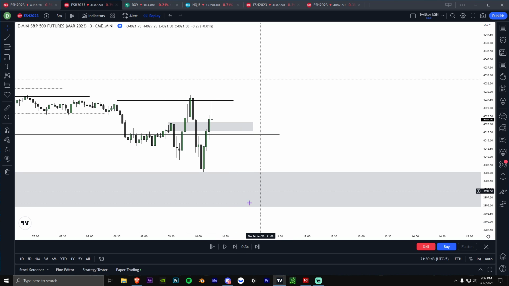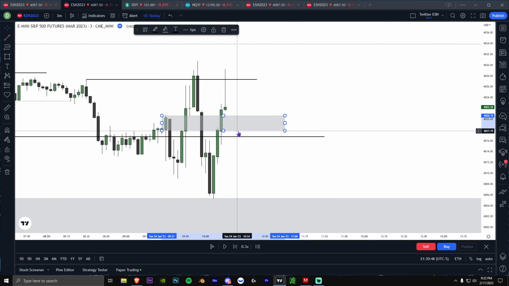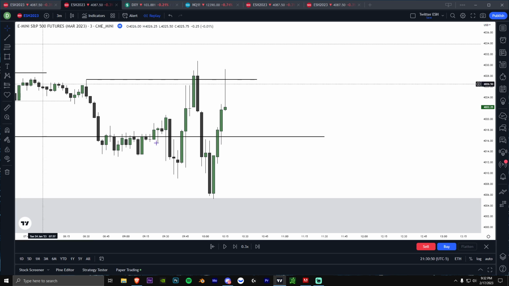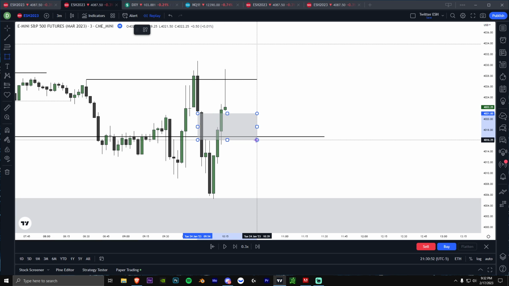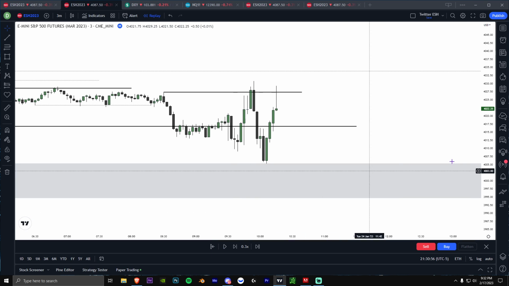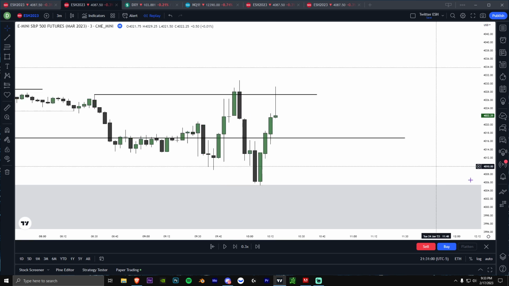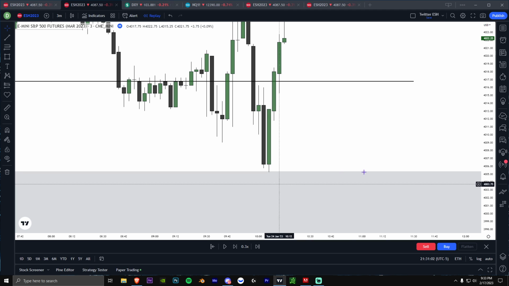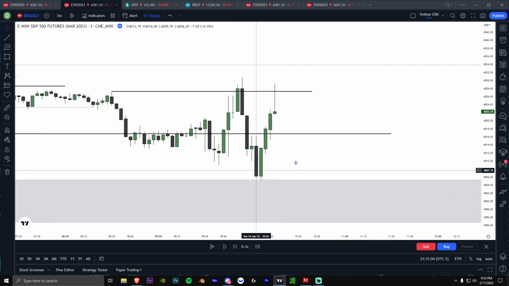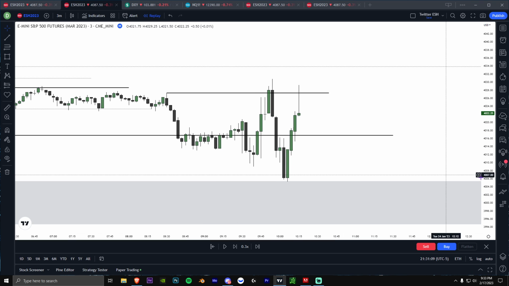Here's where I'm starting to look for a long setup again, if we get it. Because we hit the point of interest, the fair value gap, I would not have shorted that. We just tapped it, as you can see, barely got into it. If we didn't, I probably would have considered taking the short. But we did.